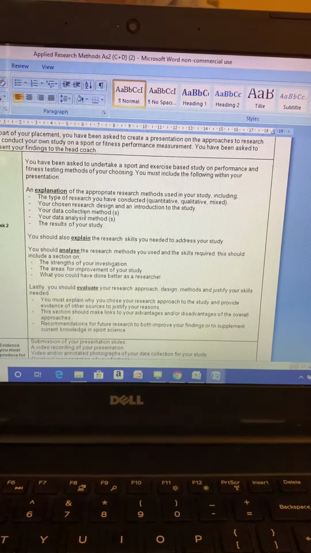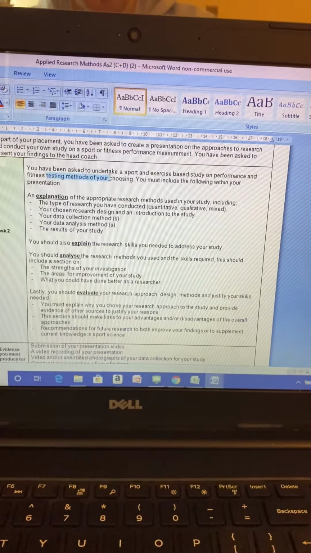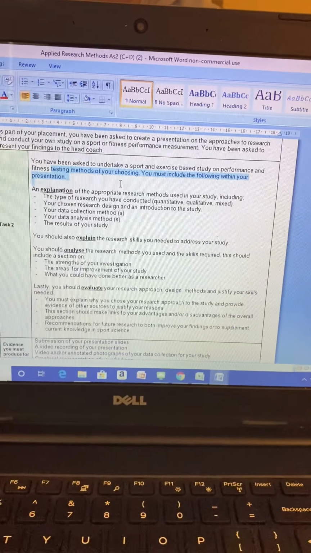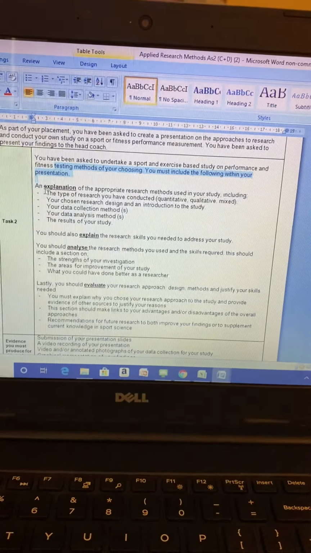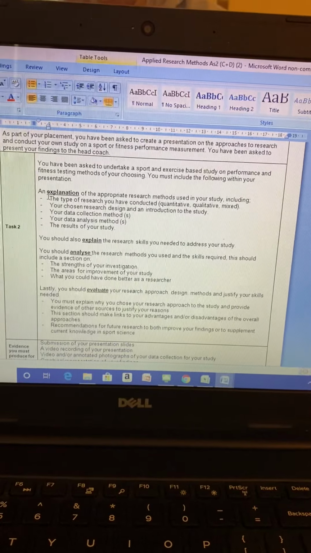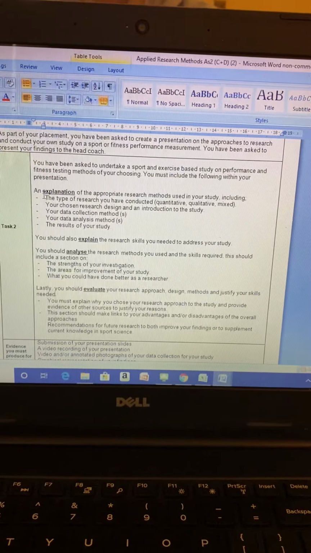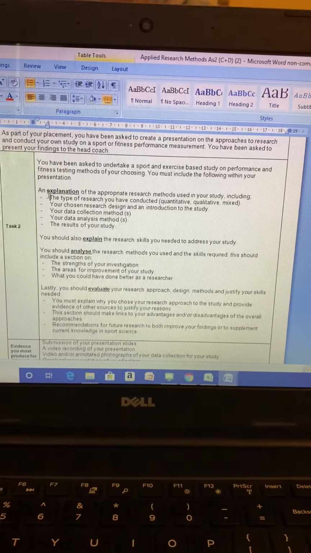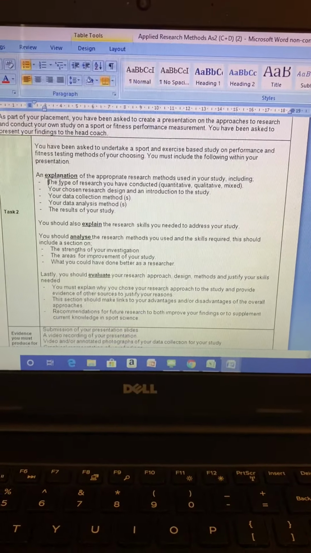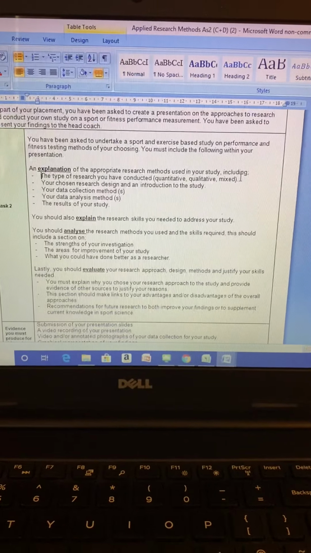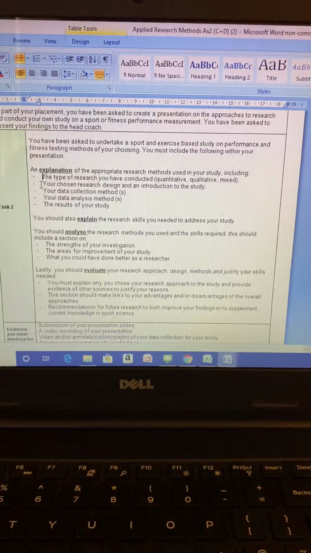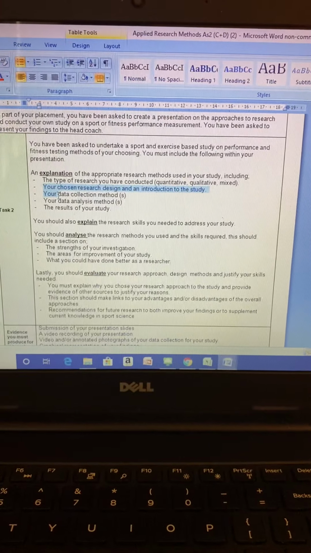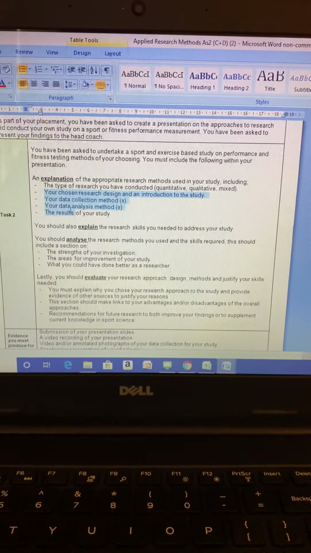Okay, so you've been asked to undertake a sport and exercise-based study. All right, that's all this bit here. So you need to do these parts here, an explanation of the appropriate research methods. So you need to be able to say, what are you looking at? Are you looking at quantitative? Well, yes, you are, because that's your biomechanics data. Is it a mixed approach? Are you going to do a little bit of qualitative stuff? Your chosen research design, data collection method, data analysis, and the results.